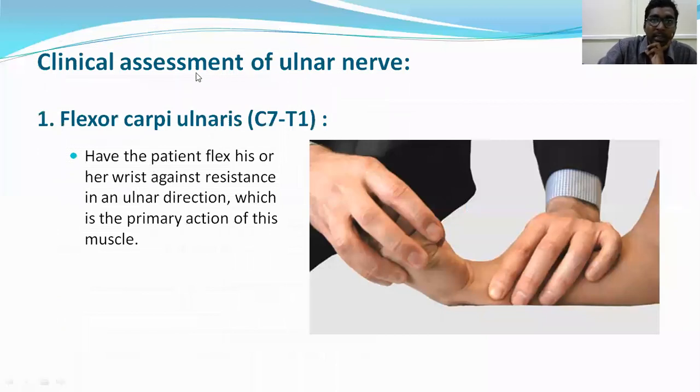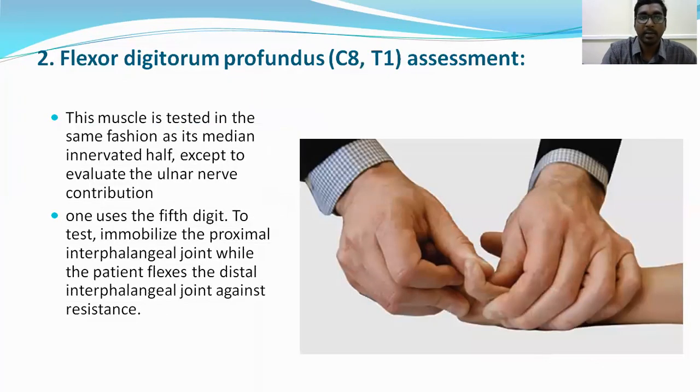So how do you do the clinical assessment of the ulnar nerve? How do you assess the flexor carpi ulnaris? Ask the patient to flex and adduct like this. This is ulnar deviation. This is radial deviation. This is the flexion. Flexion with radial deviation is like this, and flexion with ulnar deviation is like this. So the flexor carpi ulnaris does this. You have to ask the patient to do this against resistance, and you have to palpate the flexor carpi ulnaris. And the flexor digitorum profundus, we do the same as we did in case of median nerve injury.